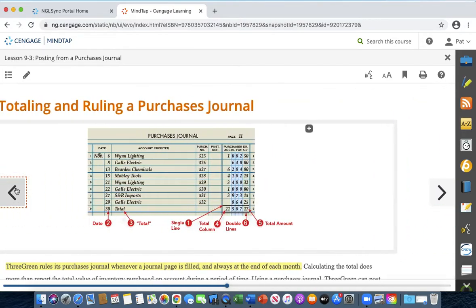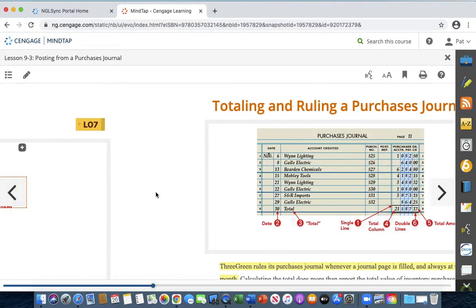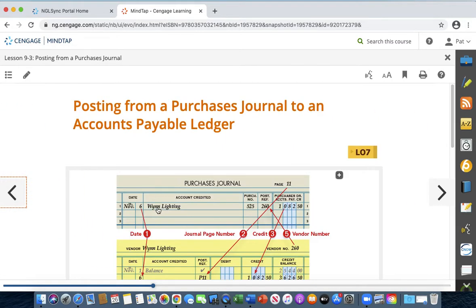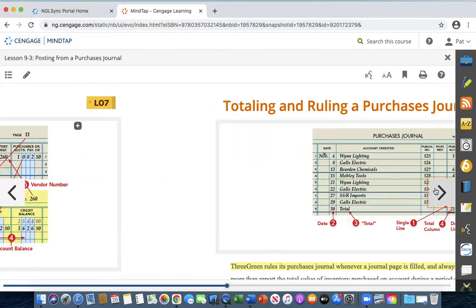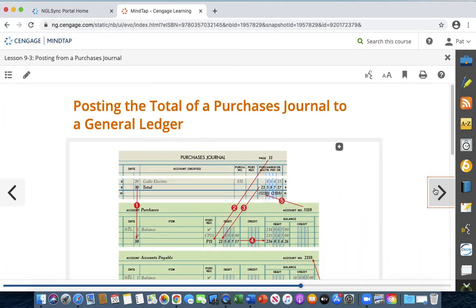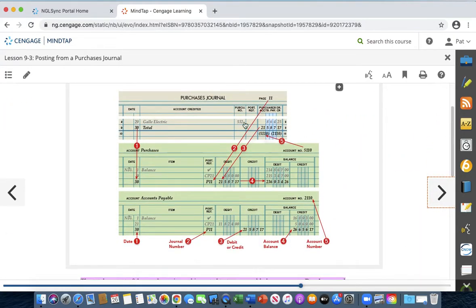So when we make an entry, we will post individually to the vendor so that they can get their balances updated as quickly as possible, in theory, right? Okay, so we'll post individually to the vendor, and then when we post the totals, we will post them to these special amount columns, purchases and accounts payable. Okay?